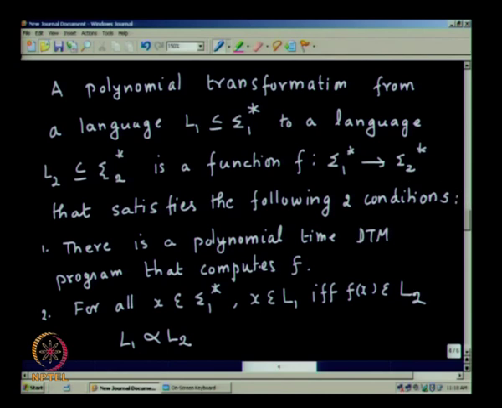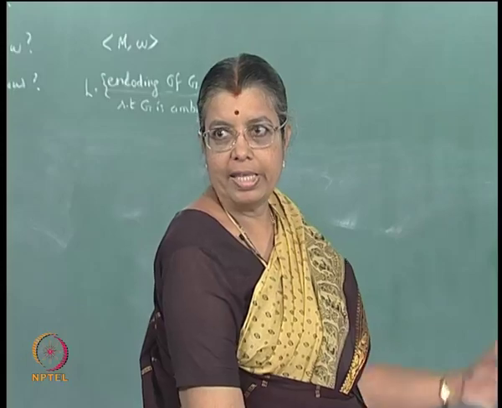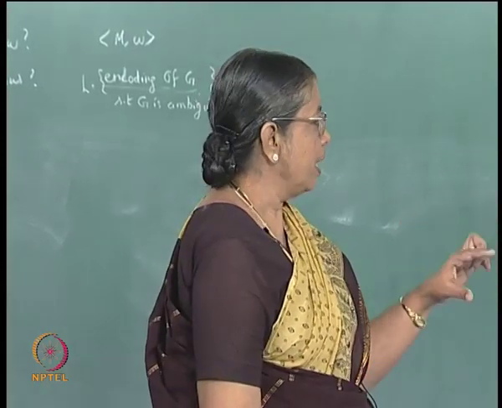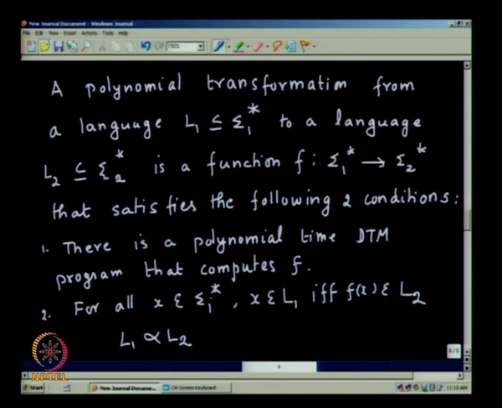The same definition is only stated in a slightly different way, that is all. A polynomial transformation from a language L1 contained in sigma 1 star to a language L2 contained in sigma 2 star is a function f which transforms strings in sigma 1 star to strings in sigma 2 star that satisfies the following two conditions. One, there is a polynomial time deterministic Turing machine that computes the function f. Two, for all x in sigma 1 star, x belongs to L1 if and only if f of x belongs to L2.